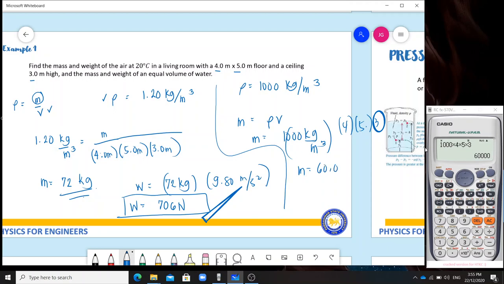60,000. 60,000 kilogram. And then, ang weight natin is 60,000 times 9.8. So, ang weight natin is 58.8 or 5.9 times 10 raised to 5, okay? 5.9 times 10 raised to 5 Newton, okay? So, that is how you answer example number 1.